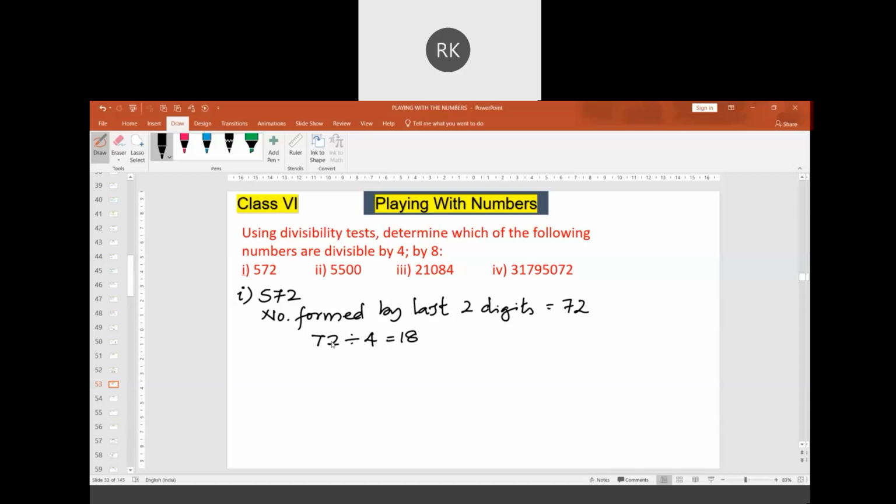So listen, sir. If the number formed by the last two digits is divisible by 4, then we can say that the number is divisible by 4. Therefore, 572 is divisible by 4. Is this number divisible by 8? No, sir.